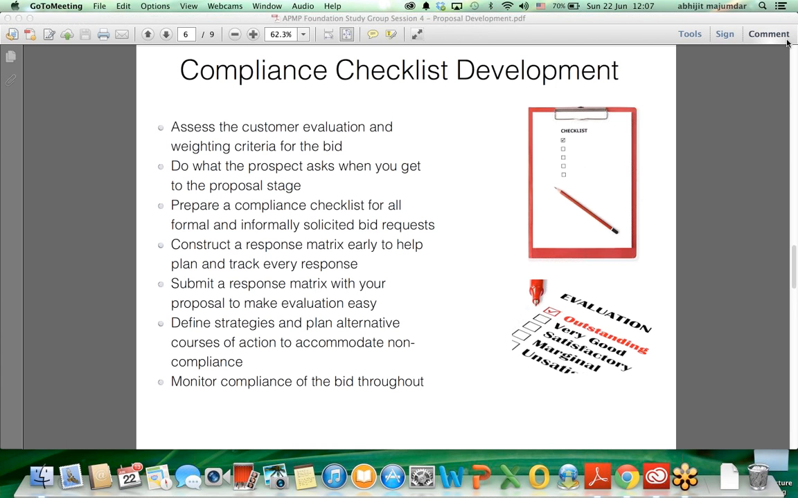Now there are certain requirements which you may not be meeting. There will be certain requirements with which you are non-compliant. Now you also need to find out strategies for how you address them. It should not be that because of only one non-compliant requirement which you are not meeting, you declare this bid to be a no bid.